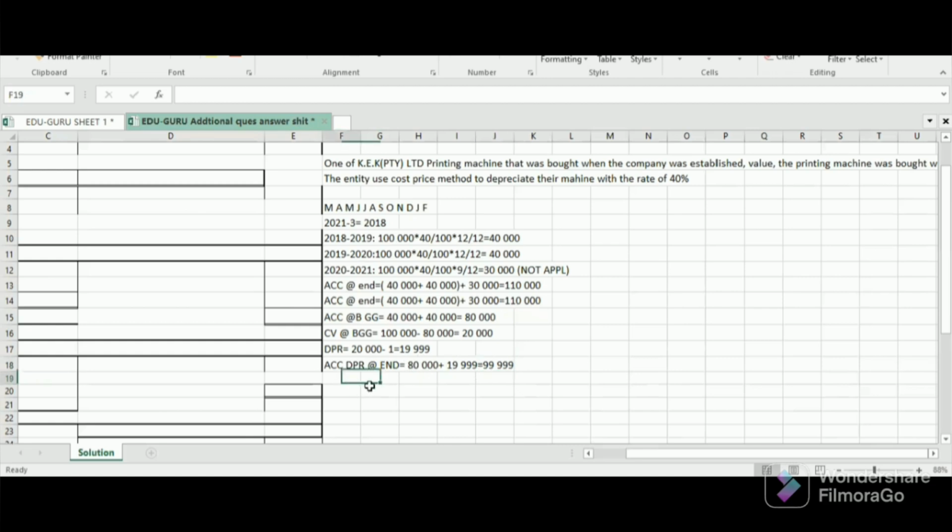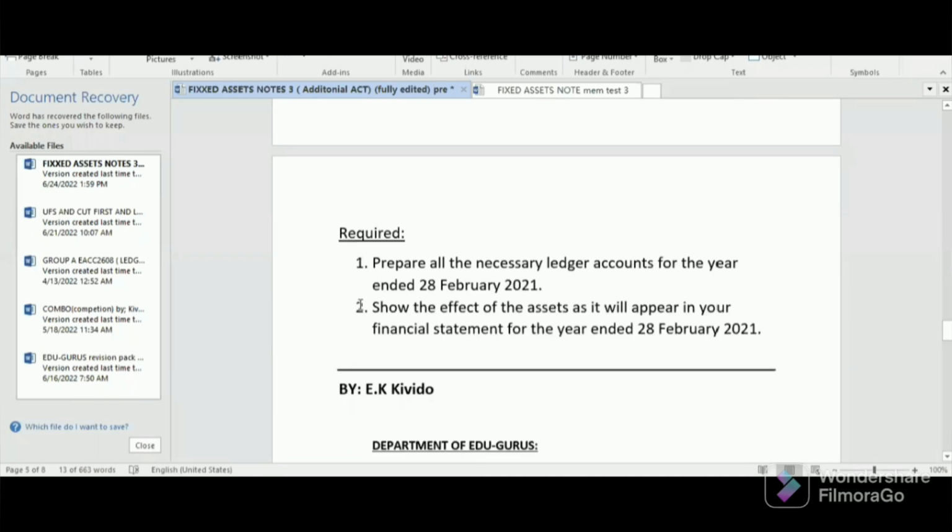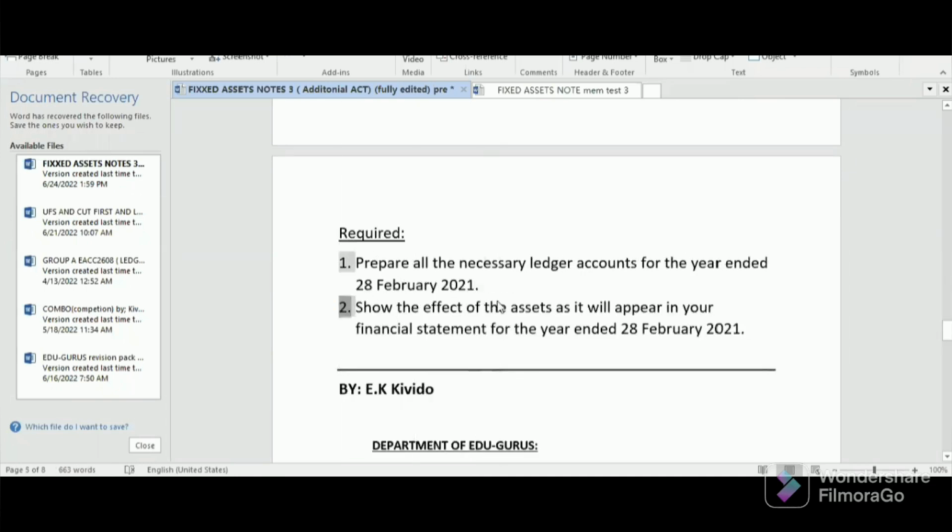So let us just check our carrying value. Now we are answering number 2. Show the effect. That's very important. Show the effect of the assets as it will appear in your financial statements. Remember what I said to you earlier. Whenever we have a disposal, how many financial statements are going to be affected? First of all, the statement of financial position, or balance sheet, is going to be affected with the carrying value of that particular asset. Then again, the statement of profit or loss, or in short our income statement, will be affected with profit on sale of an asset or loss on sale of an asset. That's the effect that we have to show here.